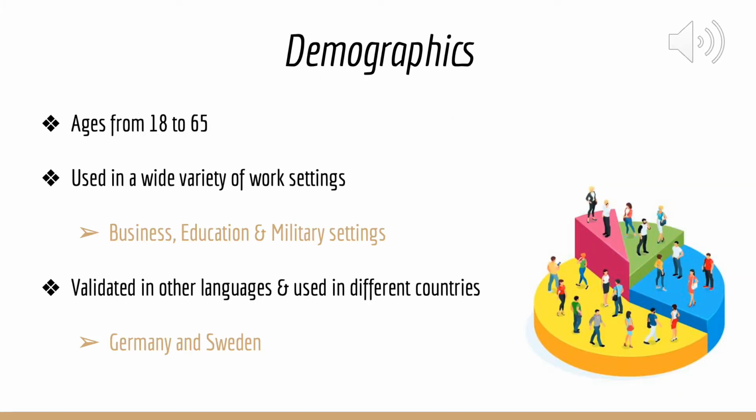This slide shows the demographics for the JSS. It is developed for any adult. Most studies had a range of adults from the ages of 18 to 65. It has been shown that it's used in a wide variety of work settings. Some of these work settings include businesses, educational, and military settings, so it is developed for all occupations. Also, it has been validated in other languages and used in different countries. For example, there is a Swedish version of the JSS, and some studies compared the results of the Swedish version to the American version.